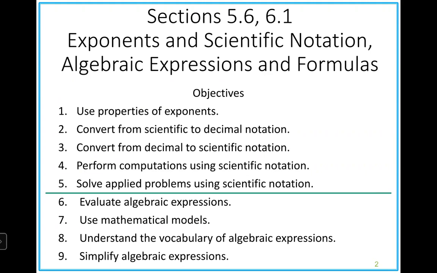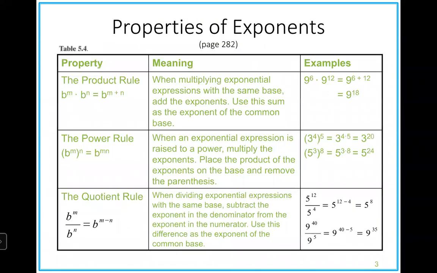All right, so for today then, we're going to go to page 282 of your text. The first section is looking at exponents and scientific notation, and then the second section will be doing some algebra.